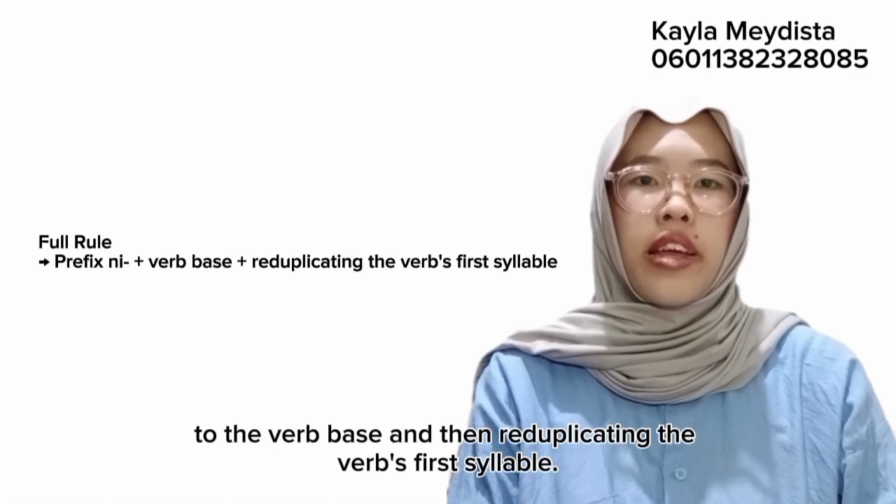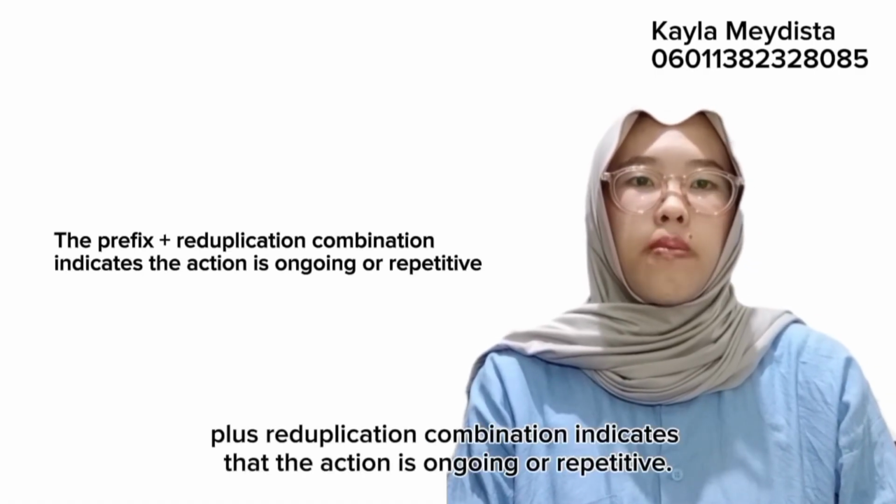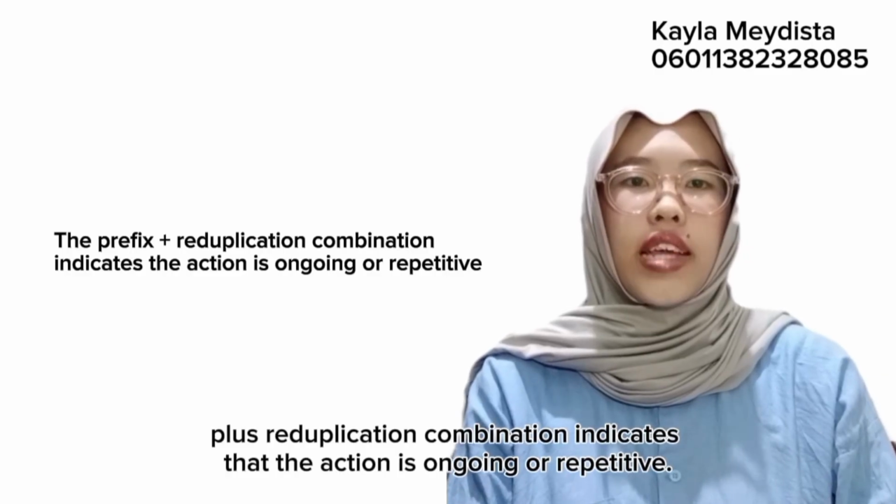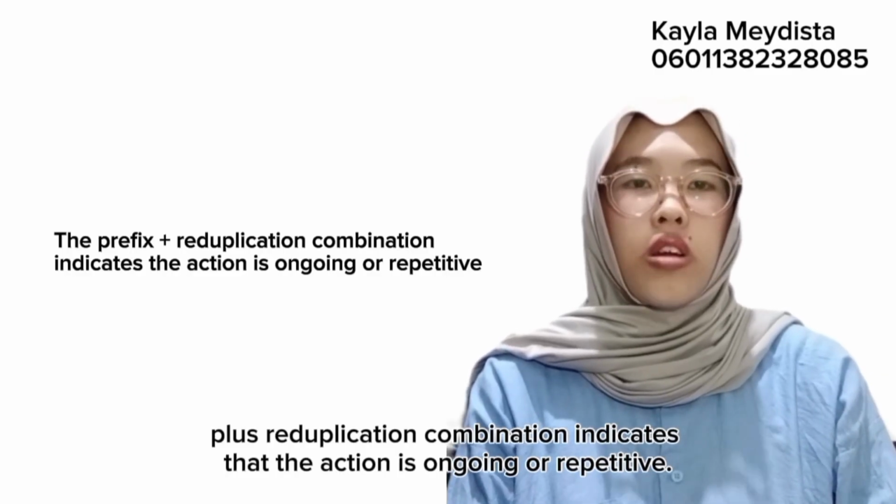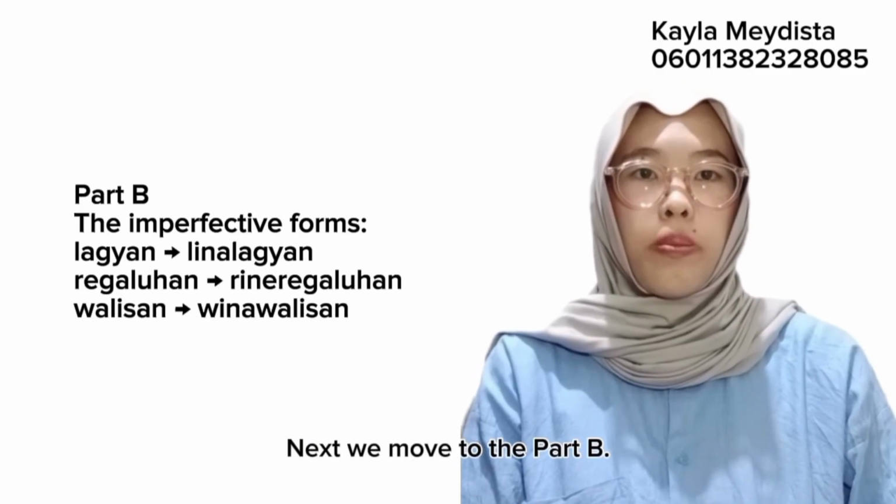The Tagalog imperfective aspect is formed by adding the prefix "ni" to the verb base and then reduplicating the verb's first syllable. The prefix plus reduplication combination indicates that the action is ongoing or repetitive. Next, we move to part B.